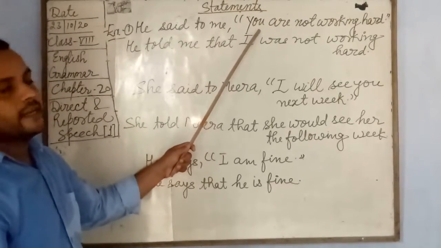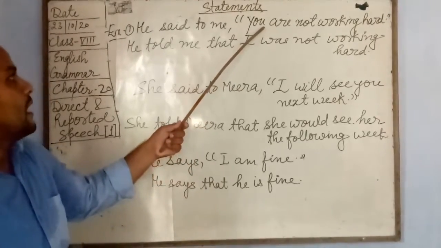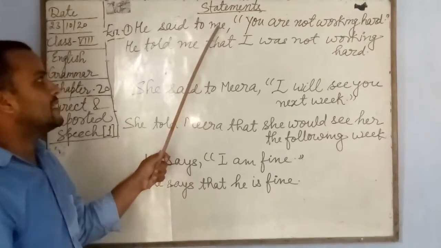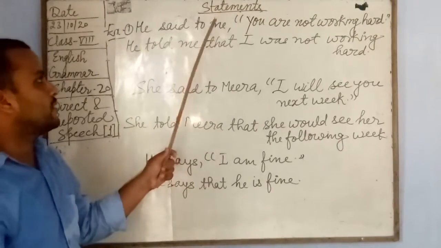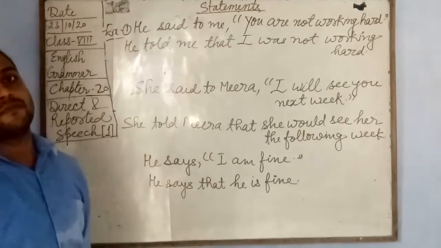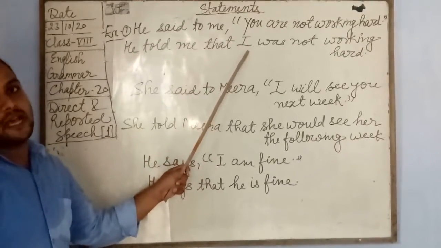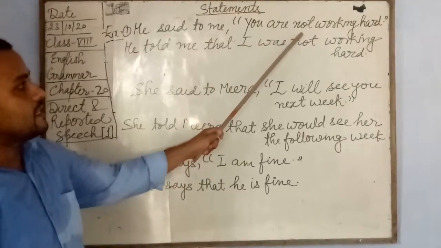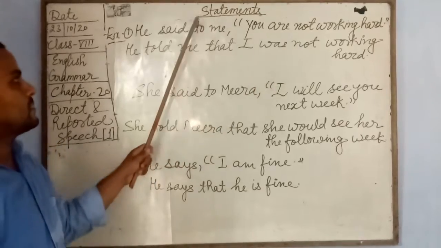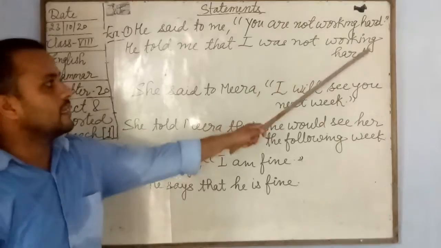Then "you" is the pronoun of second person, so it will change according to the object of reporting speech. The object of reporting speech is "me", which is the pronoun of first person, so it will change into first person. Now "you" is in place of subject, it is in nominative case, that's why here we will use "I". The tense is present continuous and it will be changed into past continuous because the reporting verb is in past tense. I was not working hard.